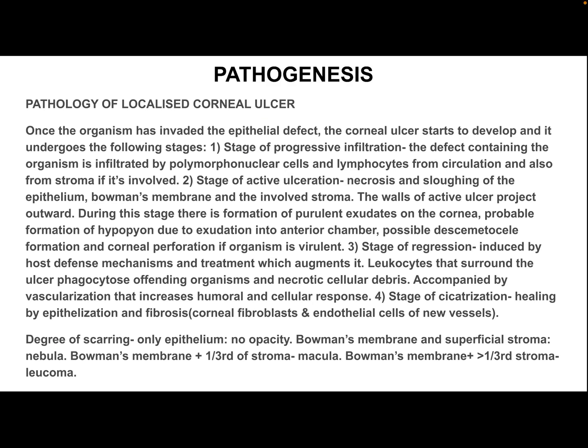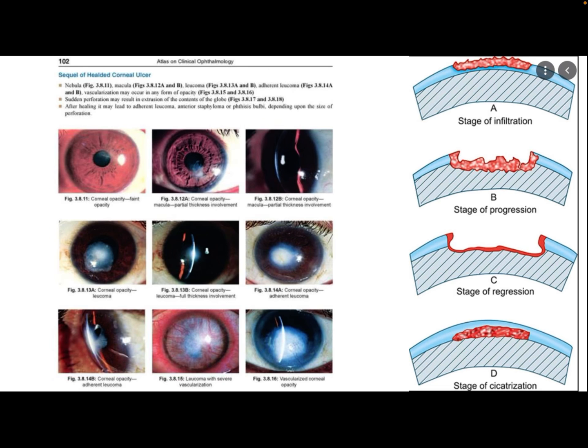If only the epithelium is involved, then there will not be any opacity. In the sense, there won't be scarring. Then if Bowman's membrane and superficial stroma is involved, there is the formation of a scar known as nebula. If Bowman's membrane and 1/3 of stroma is involved, there is a formation of macula, which is slightly more opaque than nebula. Then if Bowman's membrane plus more than 1/3 of stroma is involved, there is leucoma, which is a big scar. It substantially impairs vision.